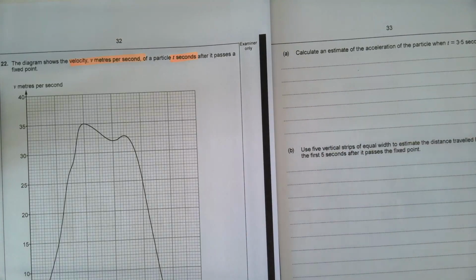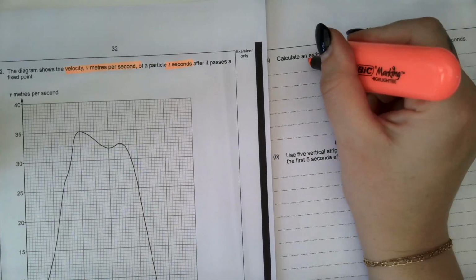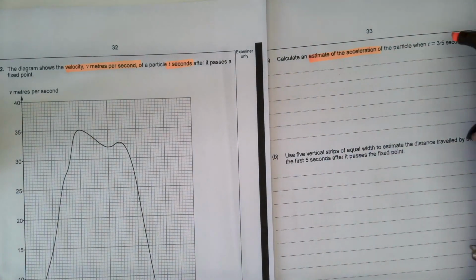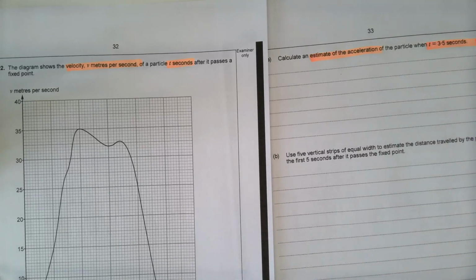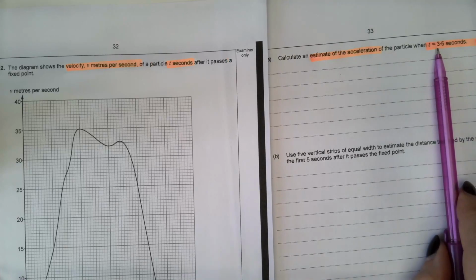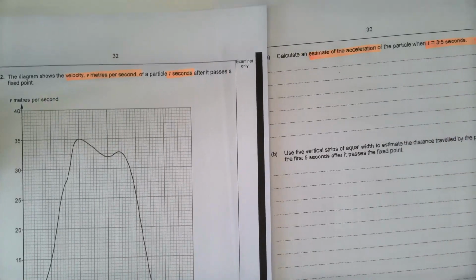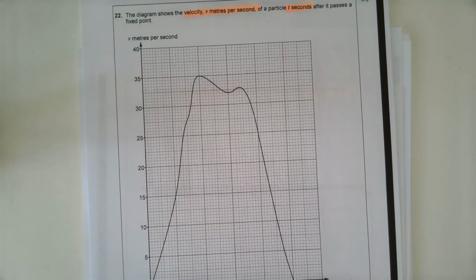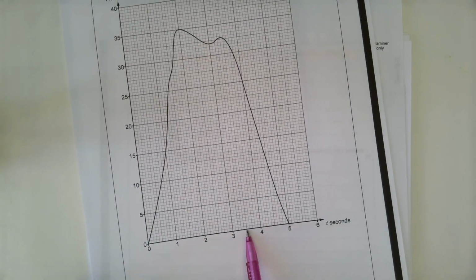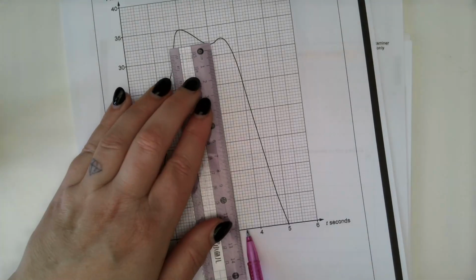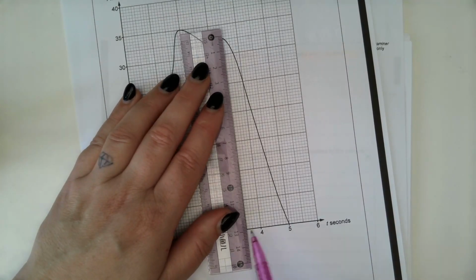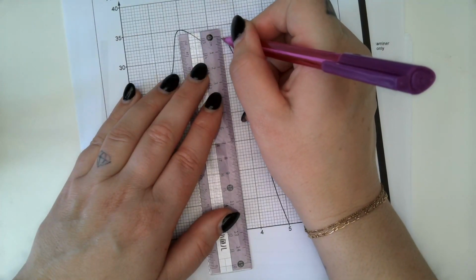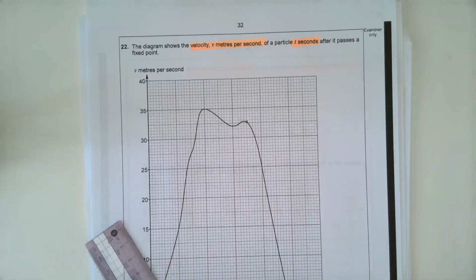So part A, calculate an estimate of the acceleration of the particle when t equals 3.5 seconds. So to do this, we need to draw a tangent at the curve at t equals 3.5 seconds. So we're going to go back to this graph. T equals 3.5, guys, is here, okay? So I'm going to go all the way up to my graph. T equals 3.5. So it's at this point here that I need to draw a tangent.